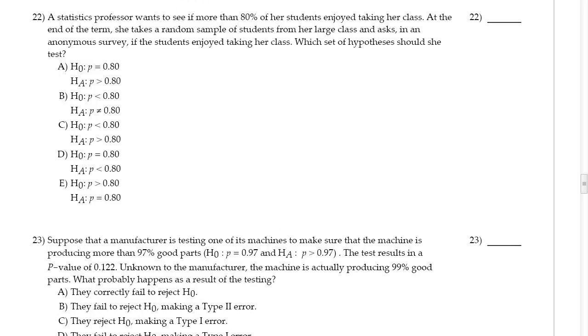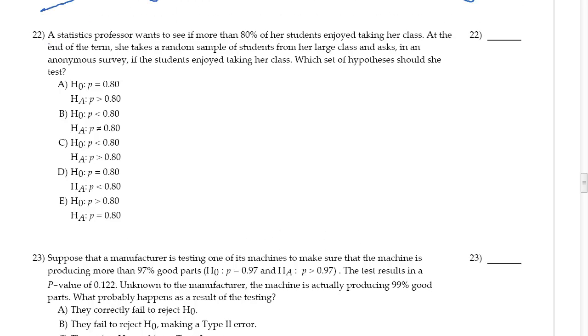So, a statistics professor wants to see if more than 80% of our students enjoyed taking a class. So the more than is going to be really important. The 80% is going to be our P. So P is going to be equal to 0.80, P naught, and then our P alternative is going to be more than 0.80. So this is going to be our null hypothesis. This is going to be our alternative hypothesis.